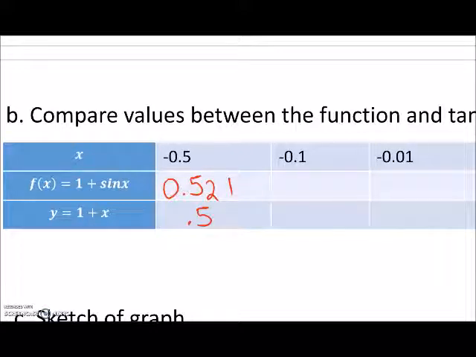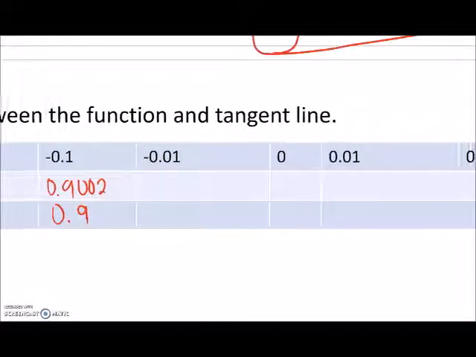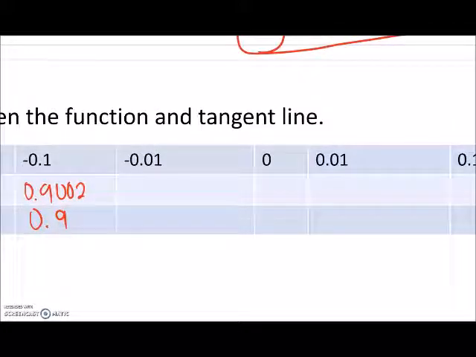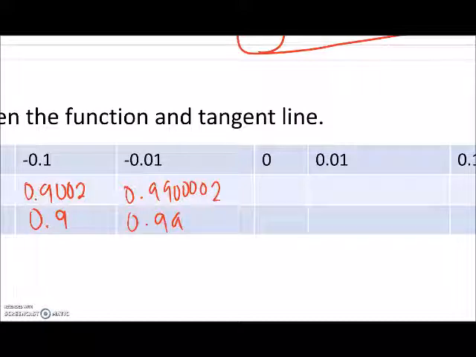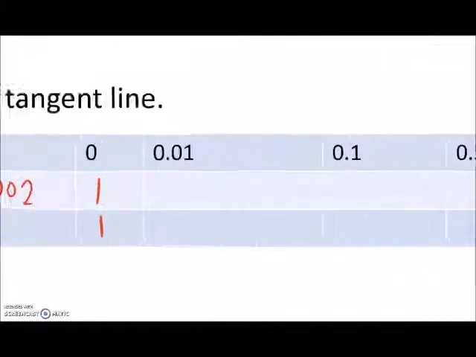With the negative 0.1, I get a 0.9002. Down here, I get a 0.9. When we have a negative 0.01, I get 0.990002. This one would give me a 0.99. Now these numbers are approximating something. When x is 0, it's 1. Both of them give you a 1.